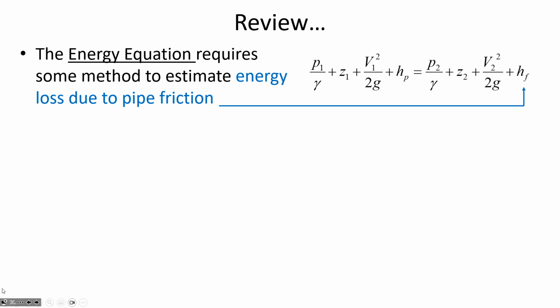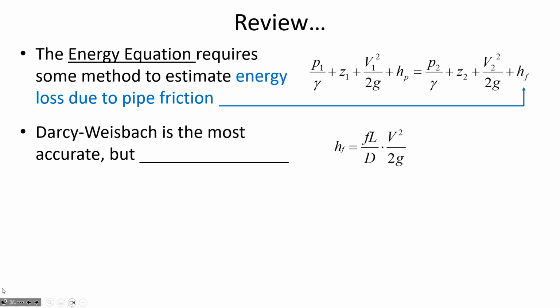But H sub F requires a little bit of finesse. It's something that we have to often iterate and sometimes jump through some hoops to estimate. And the best and most accurate way to estimate head loss due to pipe friction is the Darcy-Weisbach equation. But what is the restriction, or what's the consideration that's unique with the Darcy-Weisbach equation? What makes it tricky? Good, the friction factor. That's right.